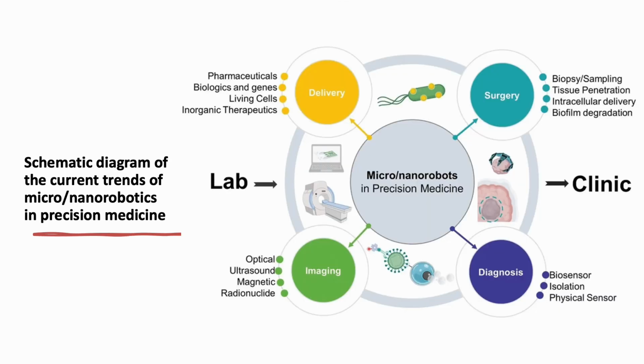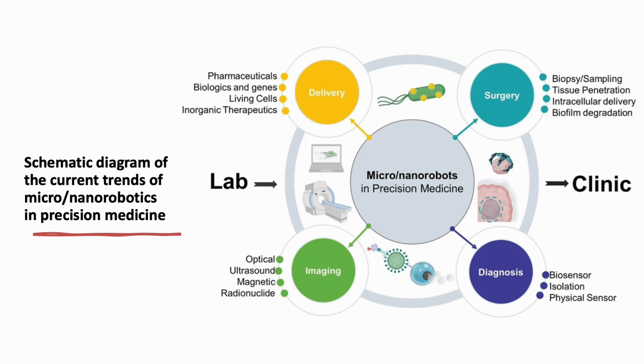Now, let's go over the schematic diagram of the current trends of micro and nano robotics in precision medicine. Why? That's because when I was talking about the use in medicine, I should have used the words precision medicine, meaning that we are not just looking into targeting cells, but looking into the precision of our interventions. And when we talk about precision, we can look into different uses of nanotechnology. So here we talk about nano robots in the lab and, of course, in the clinic.